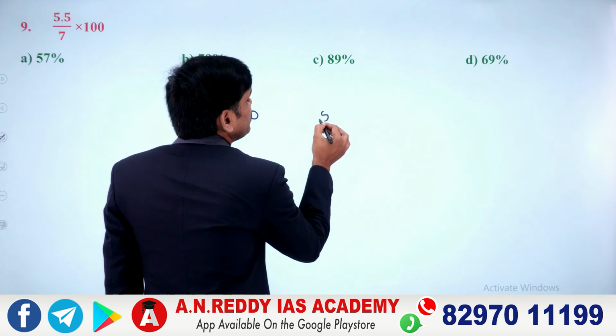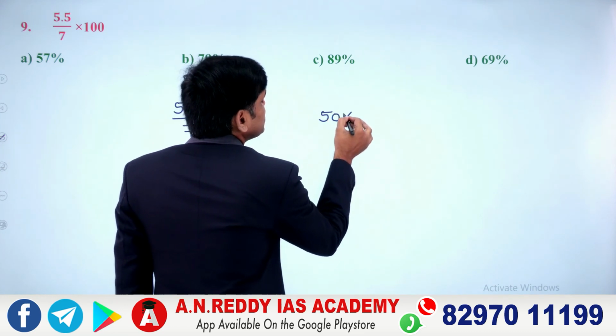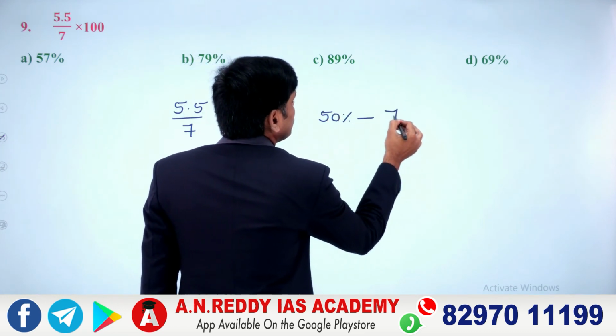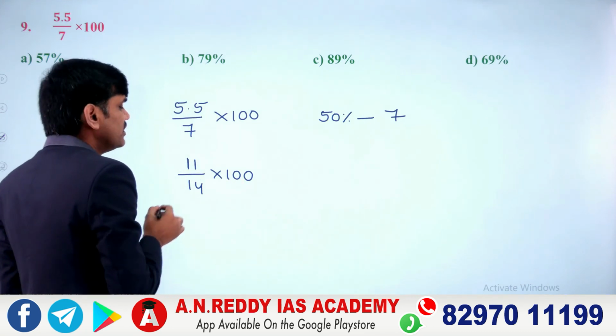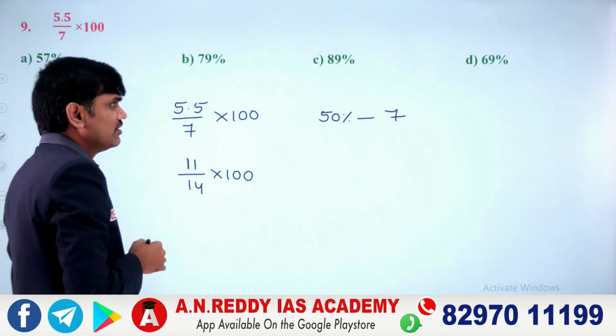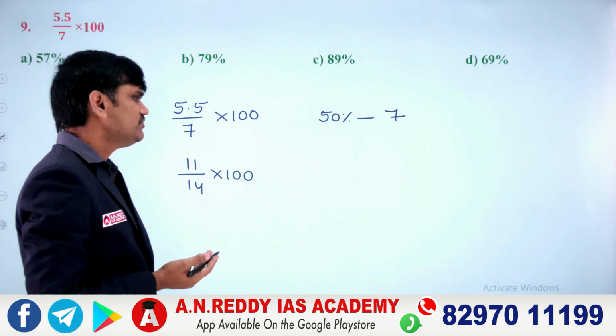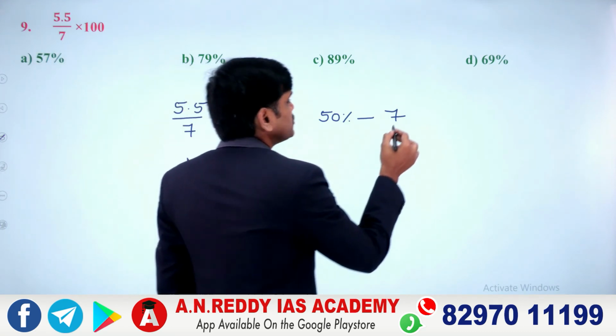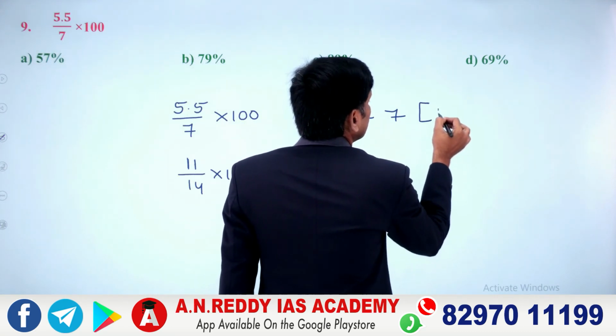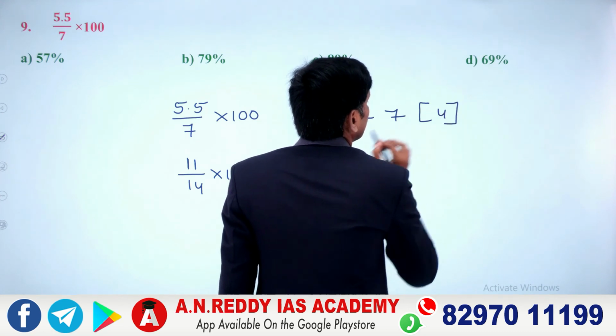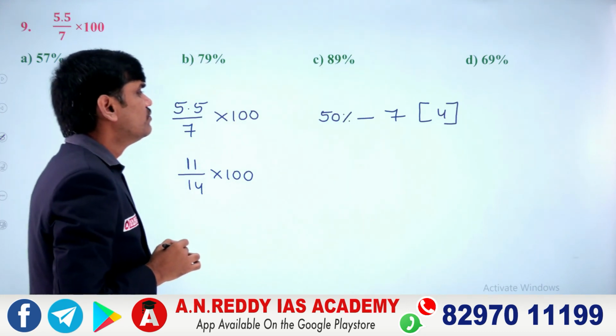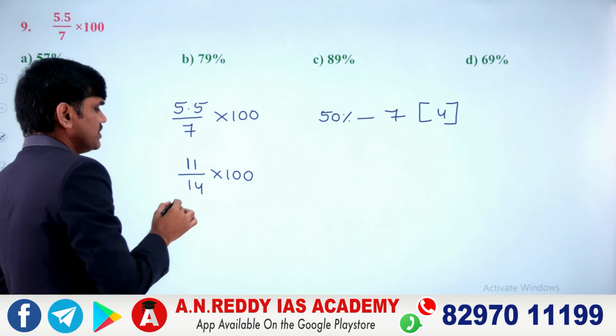50% itself is how much, dear? 50% of 14 will give me how much? 7. This is more than 50%. Okay. From 50%, how much should I go to reach 11? 4 I should go for. 4 is what percent? You check.